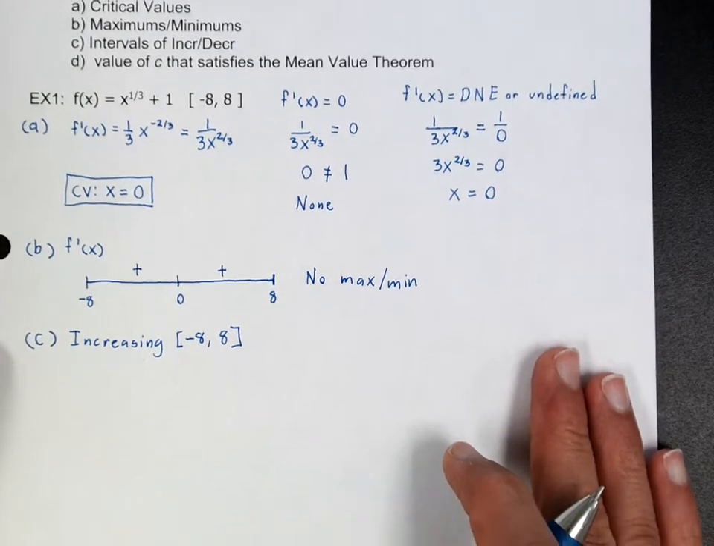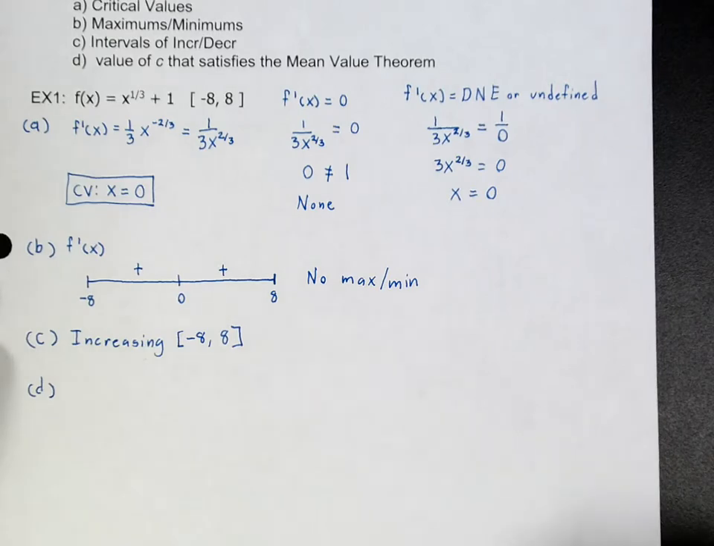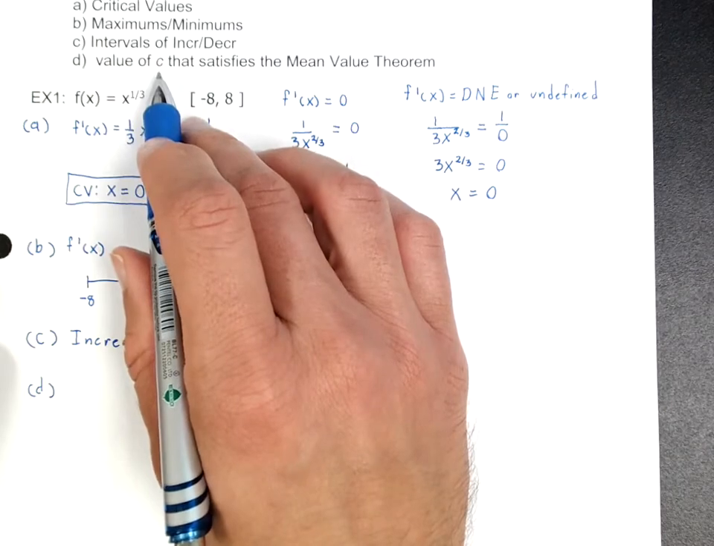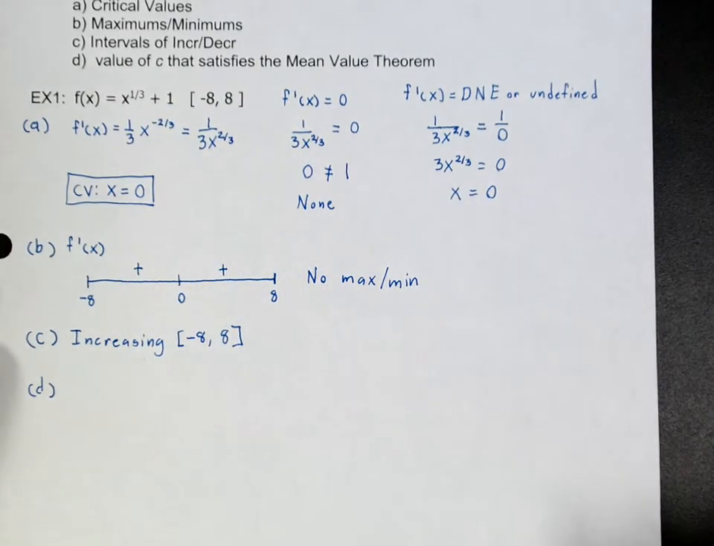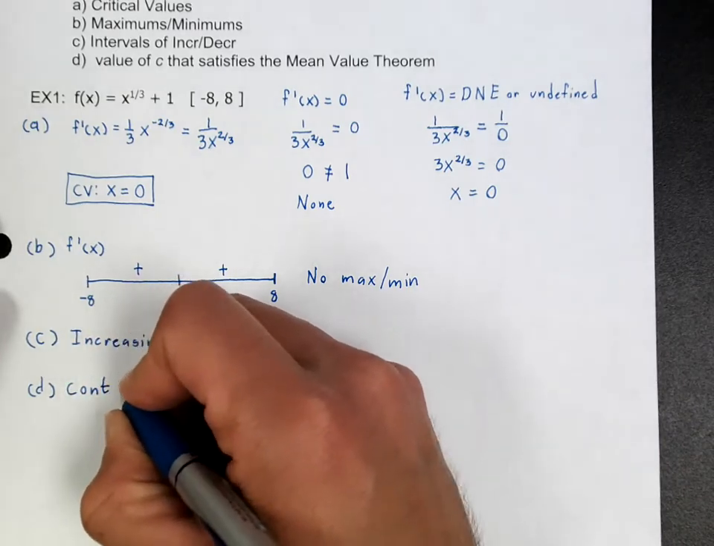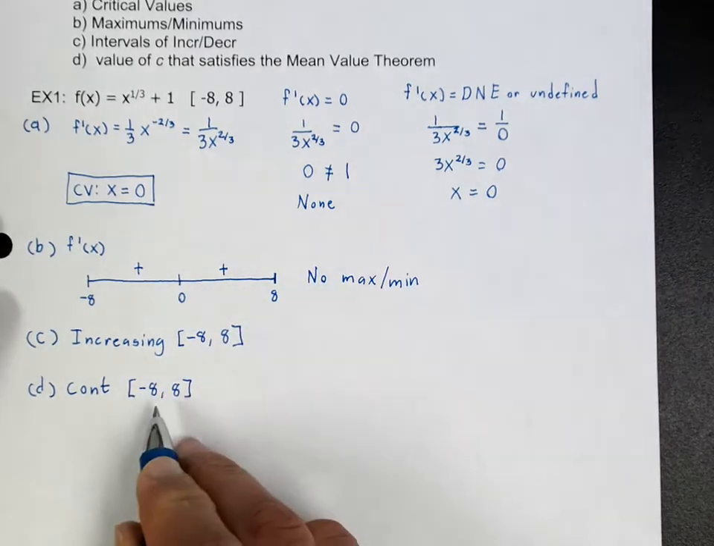Okay, so now on part D, they're asking us to find a value of c, a constant. They're asking us to find an x value that satisfies the mean value theorem. Now, if you don't know what the mean value theorem is, I recommend you go back to lesson 40 and find that out, right? But there were two conditions that I need to meet in order for me to use the mean value theorem. I have to make sure that f of x is continuous between -8 and +8, including those two endpoints.